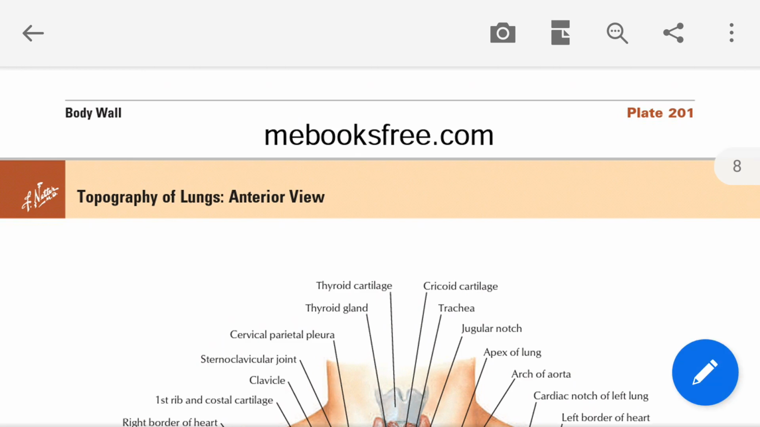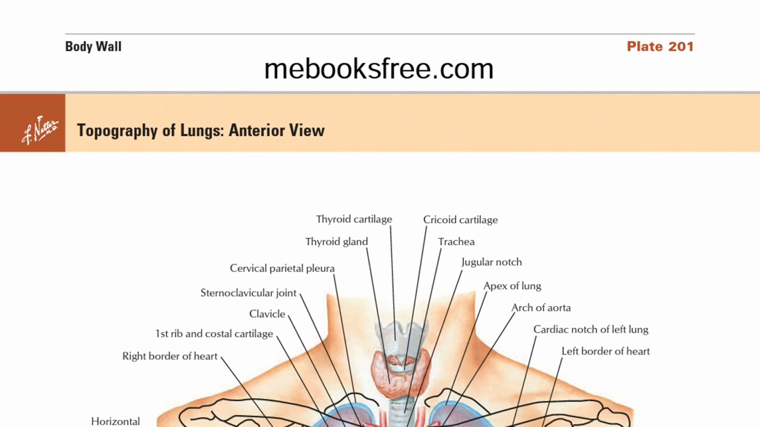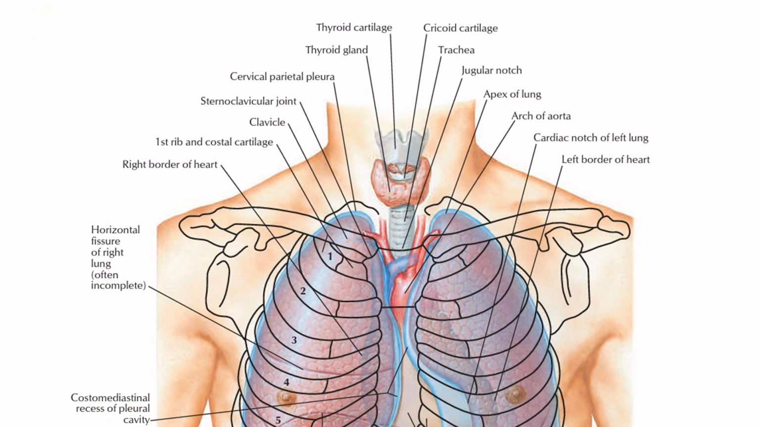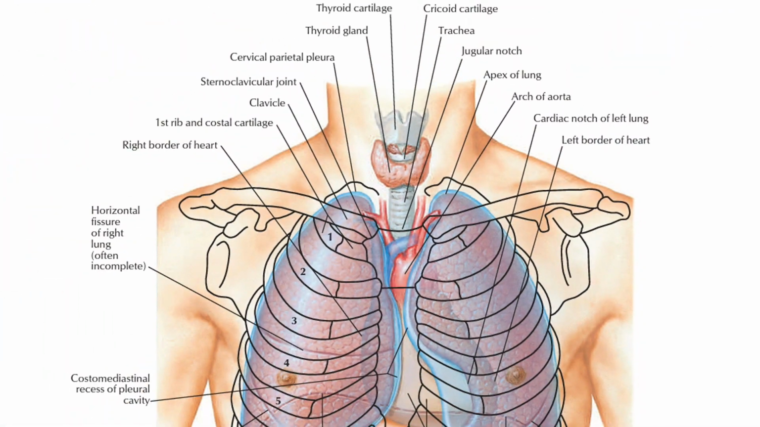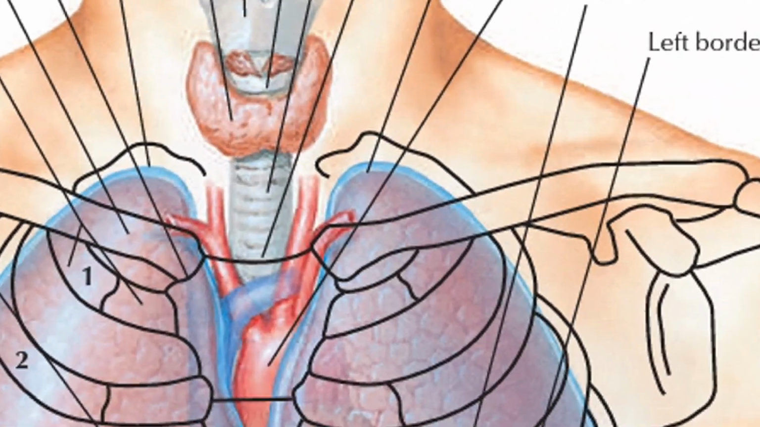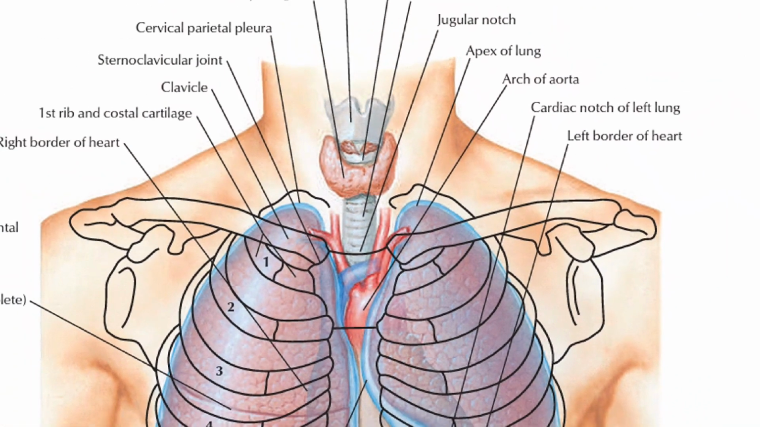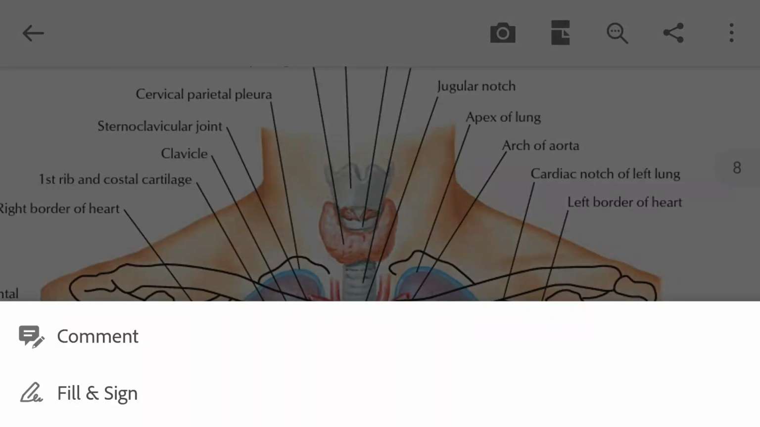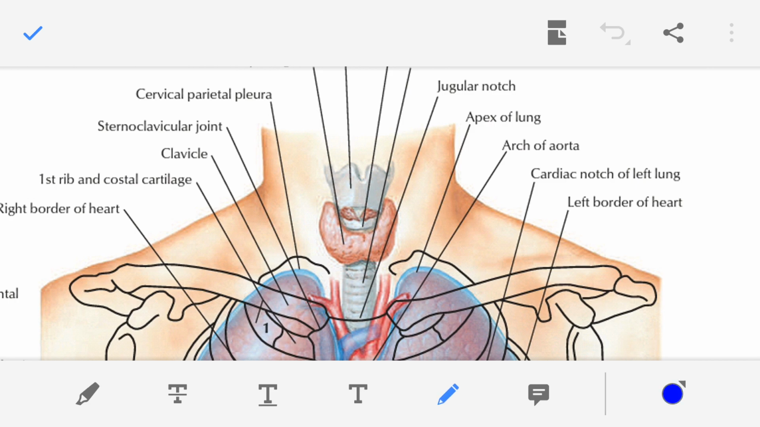Now in this figure, topography of lungs, anterior view. Here you see the clavicle, and this one is the apex, the top portion, the superior portion of the lung. This part we are talking about.